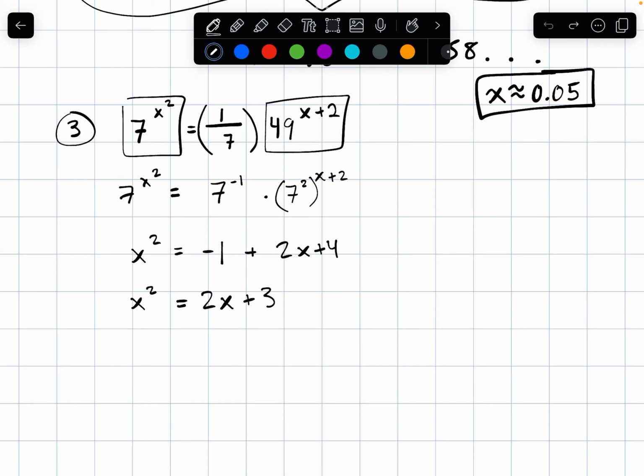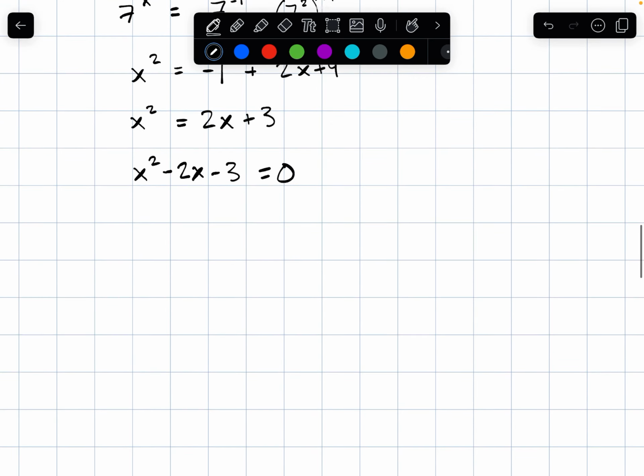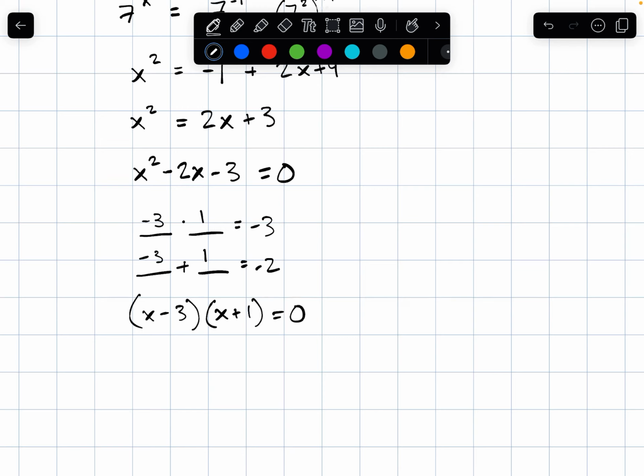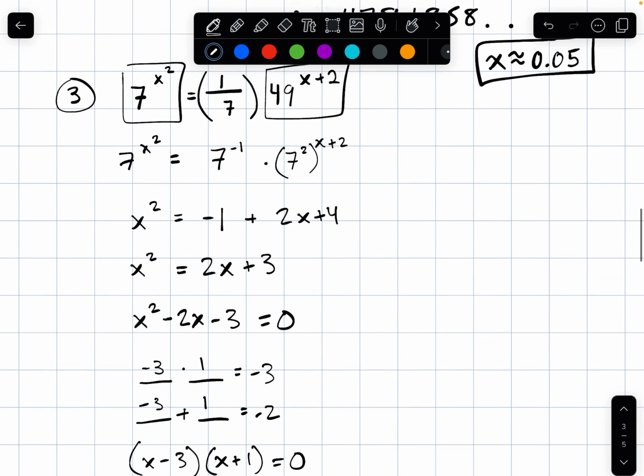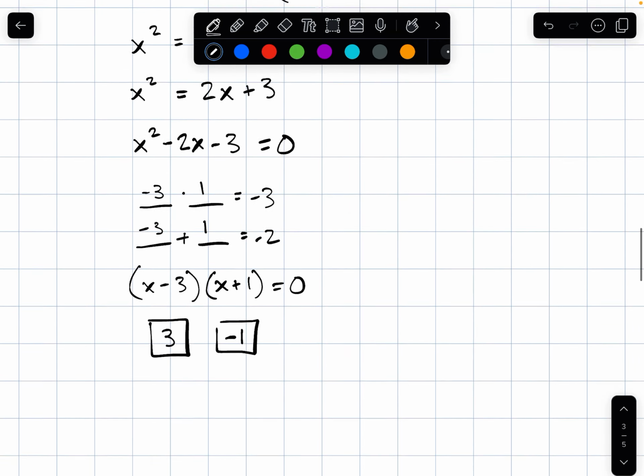Well, if I have a quadratic, I want to set it equal to 0 and solve. So x squared minus 2x minus 3 equals 0. I'm looking for two numbers that multiply to be -3, but add up to equal -2, and that's got to be a -3 and a +1. And so that gives me x minus 3, x plus 1 equals 0. So we know that our answers have to be +3 and -1. And there you go. Again, we chose to do method number 1 where we get the same base.